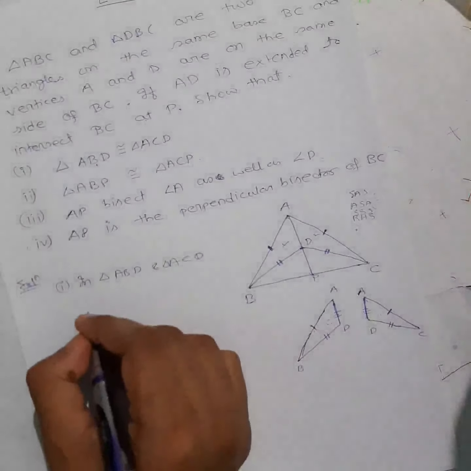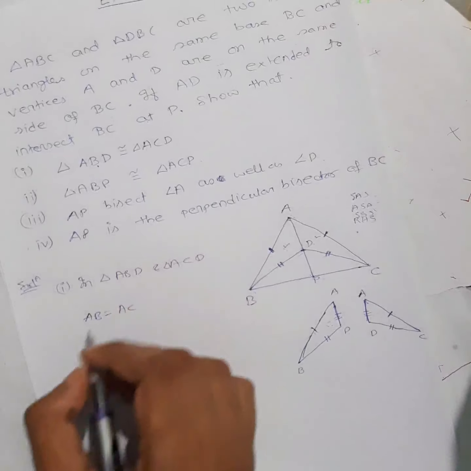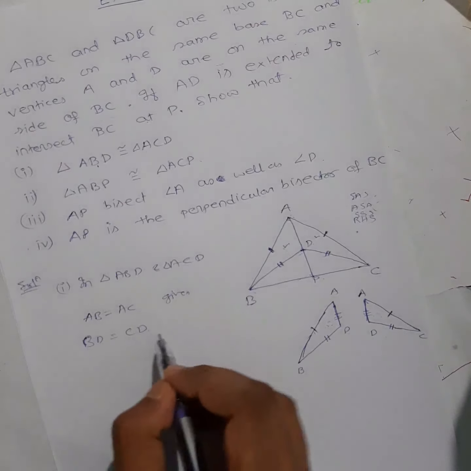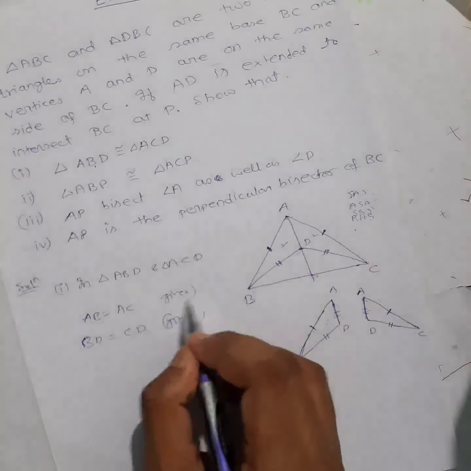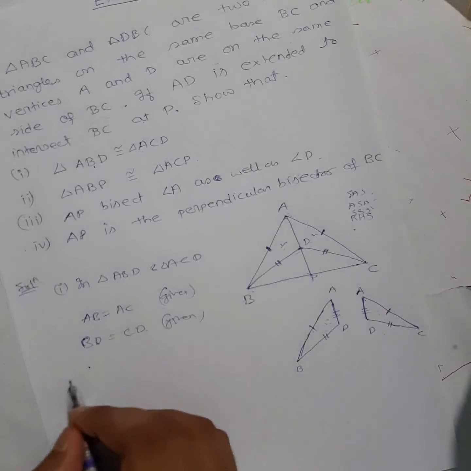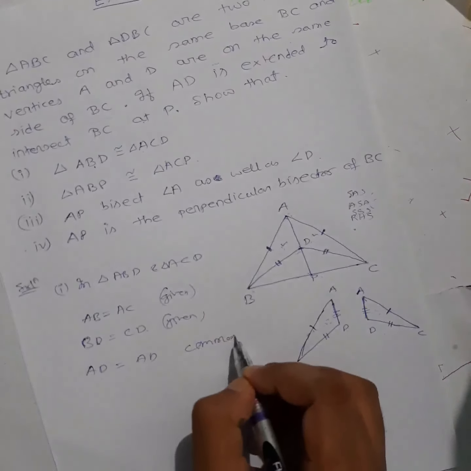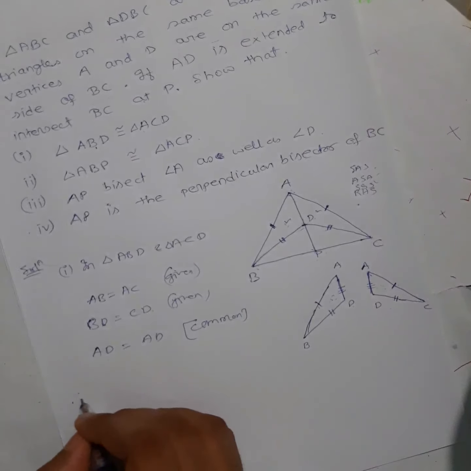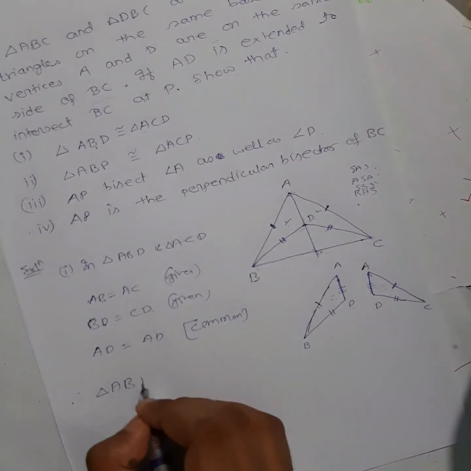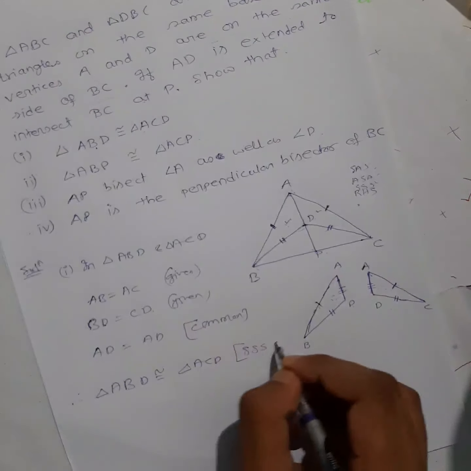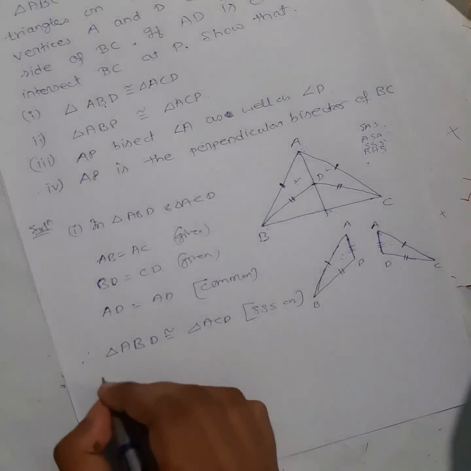In triangle ABD and ACD, what we know: AB is equal to AC, given. Next, BD is equal to CD, given, because isosceles triangle, right? So it's given. Next, AD is equal to AD. Why? They are common. So you can see all 3 sides of one triangle are equal to the other triangle. Therefore, triangle ABD is congruent to triangle ACD. Very simple proof, right? Why? Side congruency.